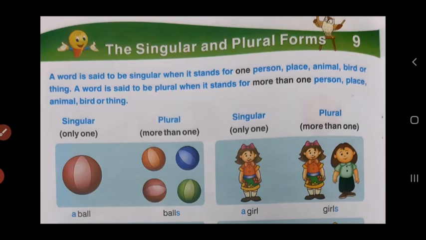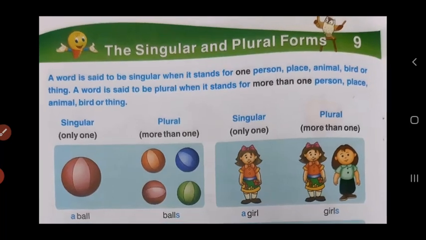तो जब भी एक चीज़ होगा तो सिंगुलर कहते हैं और अगर एक से ज़्यादा कोई चीज़ होता है तो उसे प्लूरल कहते हैं. Now let us see some examples.